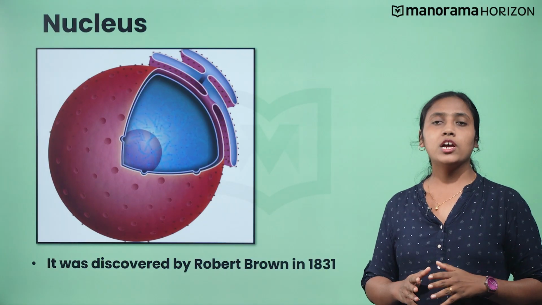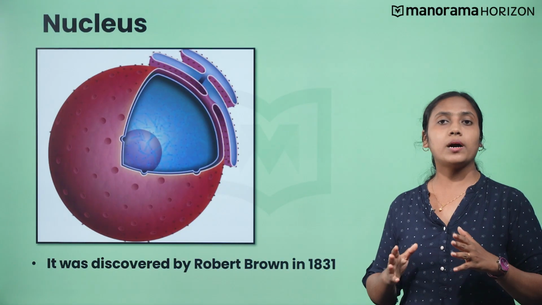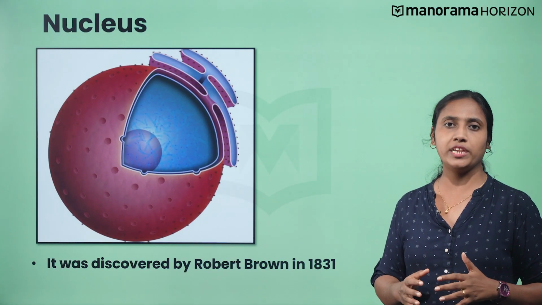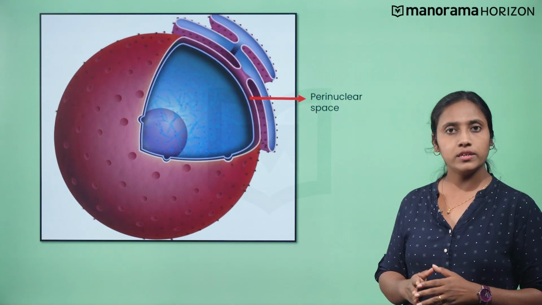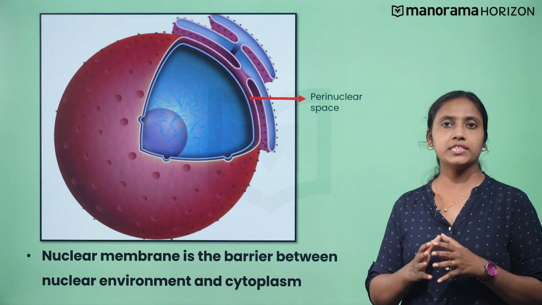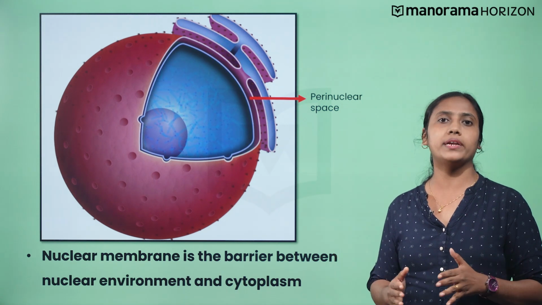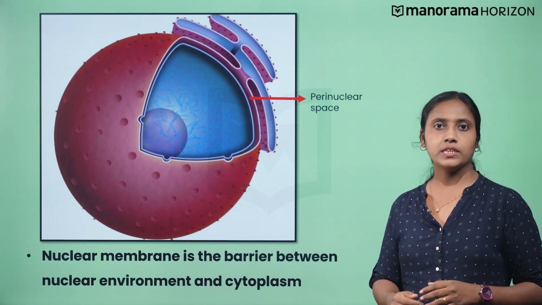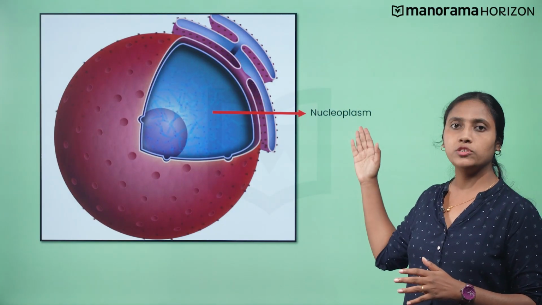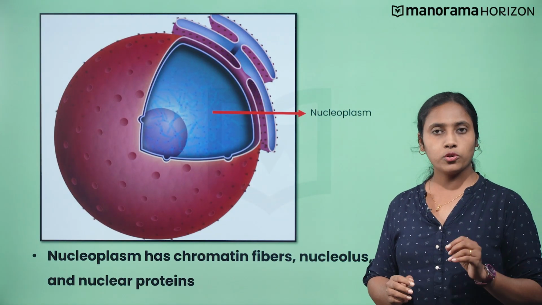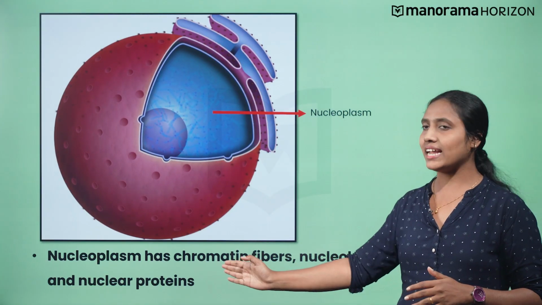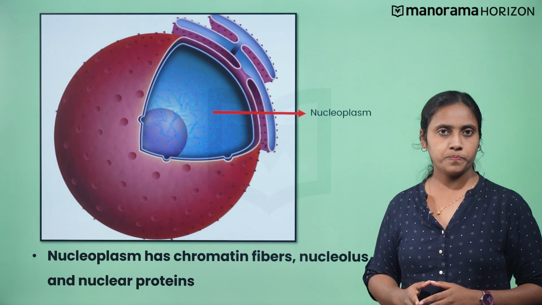Let's see. Nucleus is bound by a double membrane, that is nuclear membrane, with a space in between called perinuclear space. The nuclear membrane acts as a barrier separating the nuclear environment and the cytoplasm. Inside the nucleus, the fluid matrix is known as nucleoplasm. Nucleoplasm has chromatin fibers, nucleolus and nuclear proteins in it.